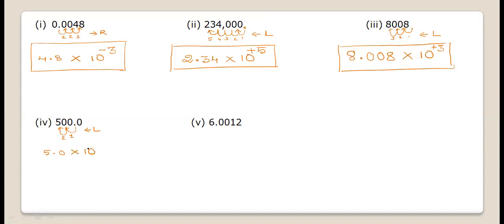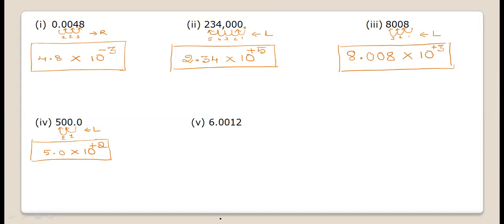Into 10 to the power of how many places you have moved. As it is left hand side, the sign is plus, and the movement of places is 2, hence it is 5.0 into 10 to the power of plus 2.